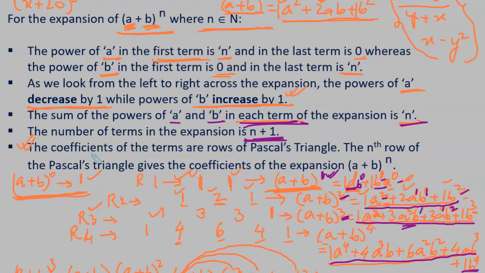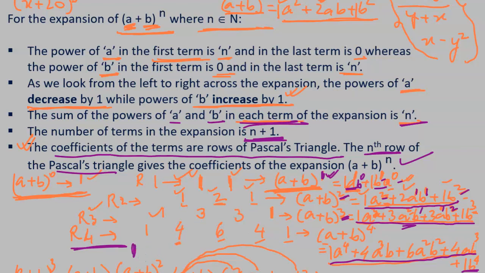Okay. And finally, the coefficients of the terms are the rows of the Pascal's triangle that we have seen. The nth row of the Pascal's triangle gives the coefficients of the expansion of a plus b to the power of n. We have checked that, we have done up to R4, and you can get other rows as well. You just keep on adding.